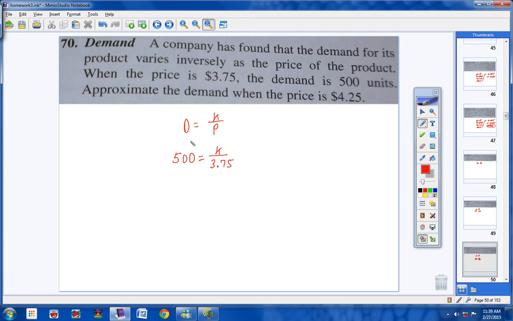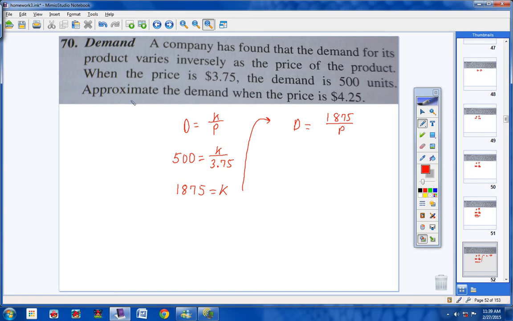Okay. So d is 500. p is 3.75. My denominator is 3.75. So I'm going to multiply both sides by 3.75. 500 times 3.75 is 1875. k over 3.75 times 3.75 would give you k. So now that I know what k is, I'm going to pick this number up and put it right here for k. Alright, so I have this.